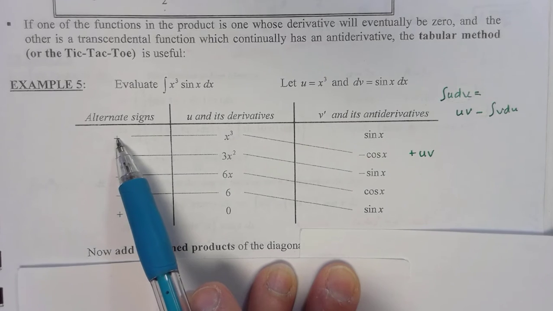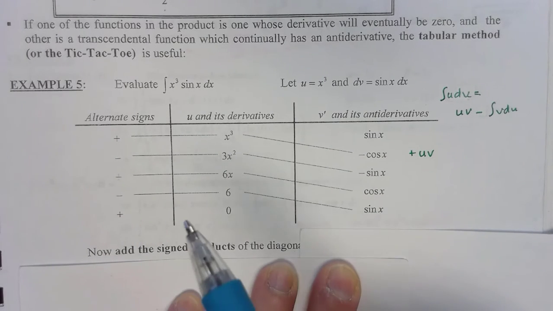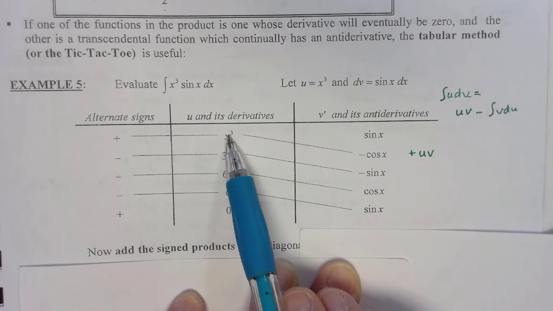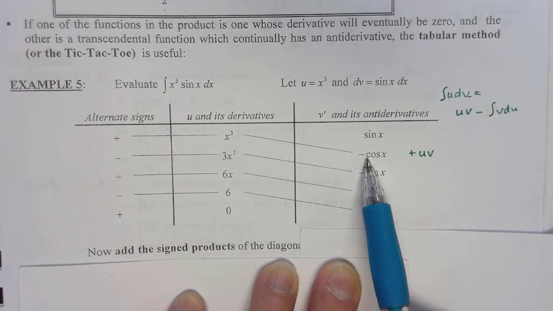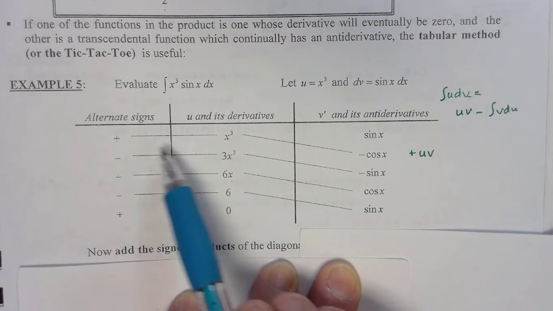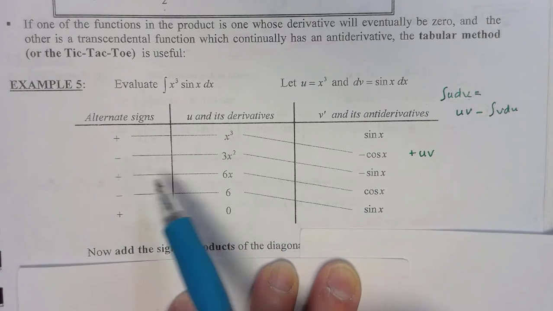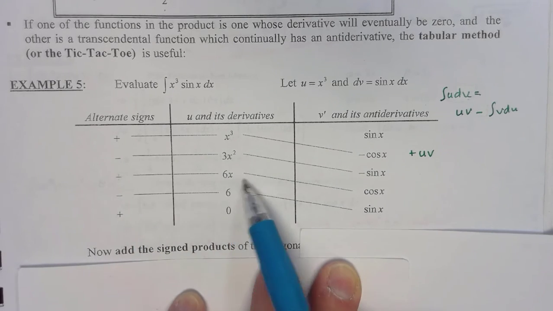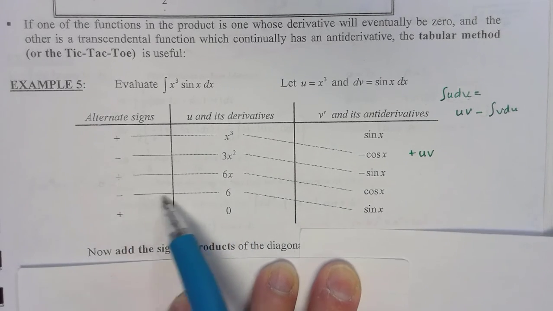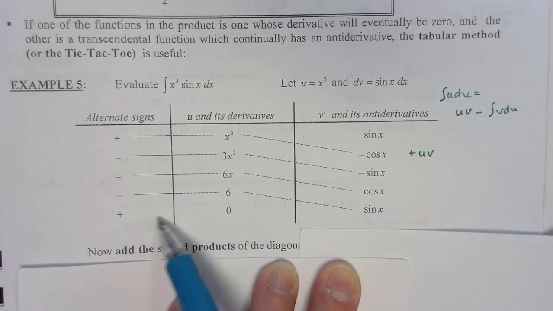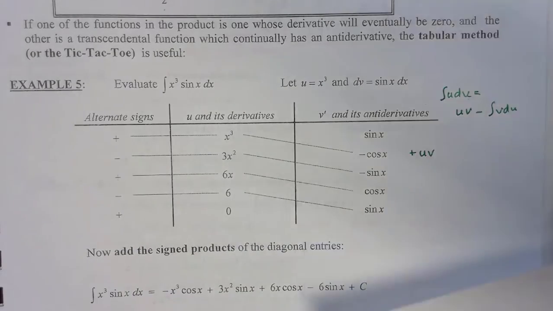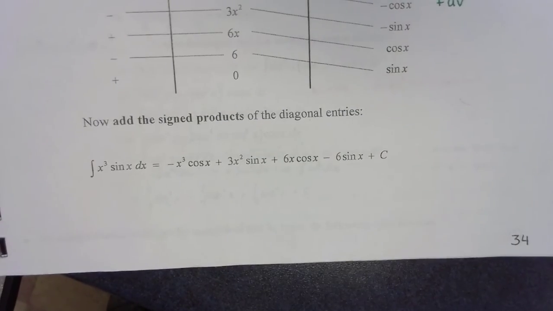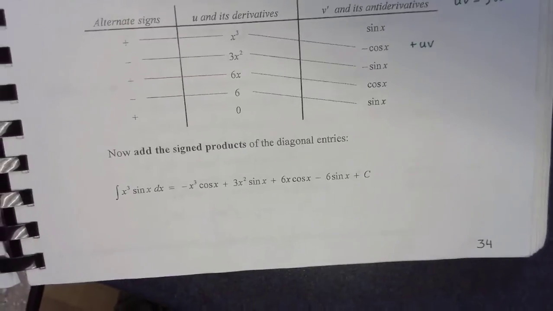Now remember, the integral of u dv is positive u times v, minus the integral of v du. But all I have to do is plus this product, minus that product, plus that product, minus that product, and when I get to 0, I'm done. And then you add the signed products. It's very, very neat.